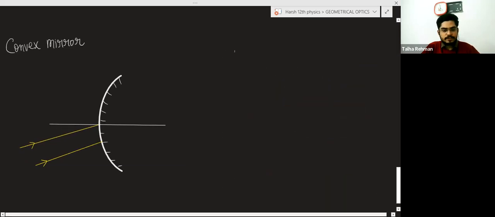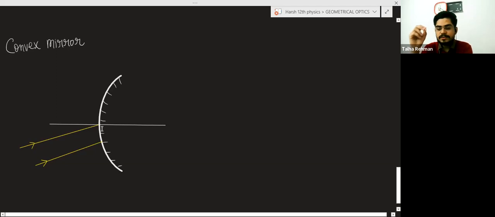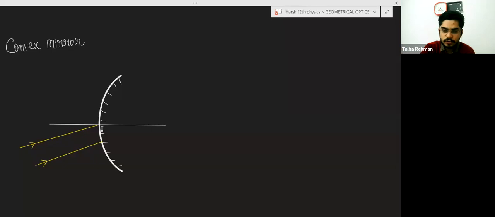Okay, so this is the convex mirror, principal axis, and this is a convex mirror. Now these are the parallel rays, and we know that parallel rays will meet at a point on the focal plane. You can say parallel rays always meet at a point, and that point always lies on the focal plane.